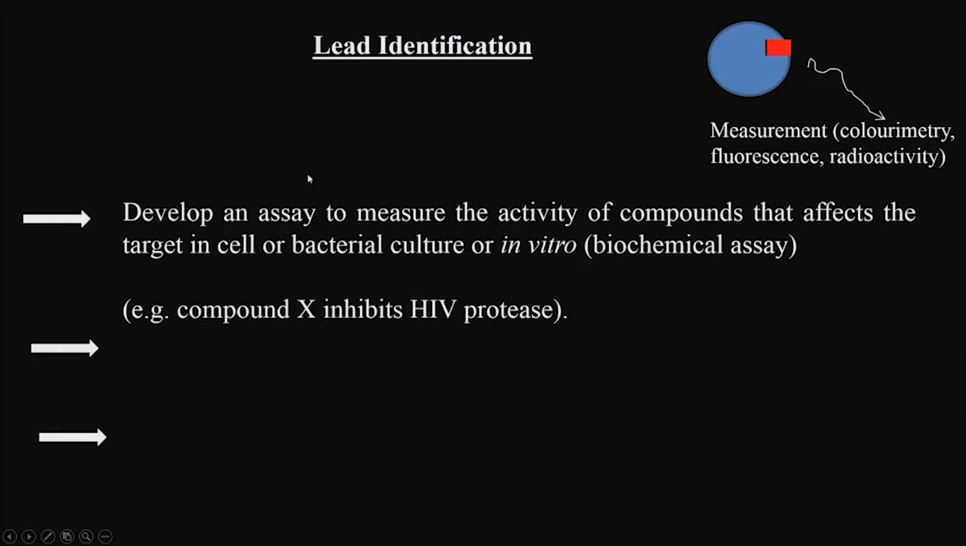So, I need to develop an assay, that means an experimental procedure. Assay is nothing but an experimental procedure to measure the activity of the compounds that affect the target. So, when the compound goes and binds to an active site of a protein, or it goes and binds to an enzyme, there is a change, colorimetry, fluorescence, radioactivity, or some biochemical change, which I could measure either using a bacteria or I can use an animal cell in my lab. Okay, that is a biochemical assay.